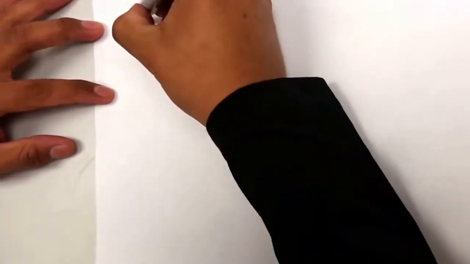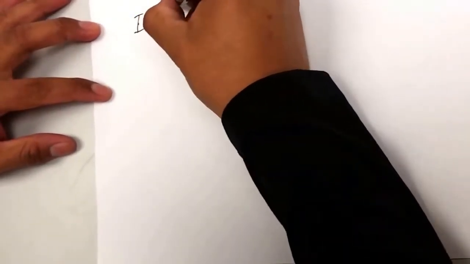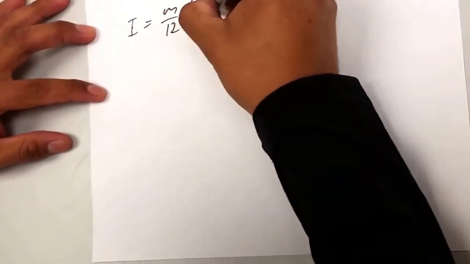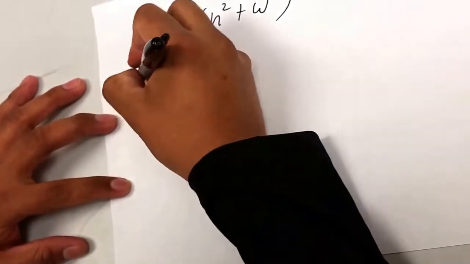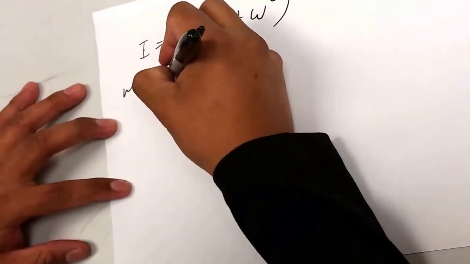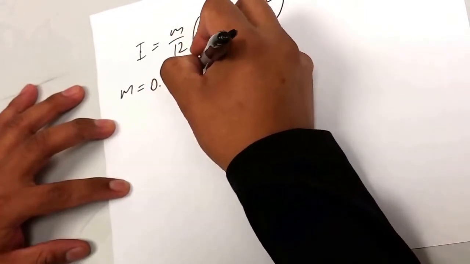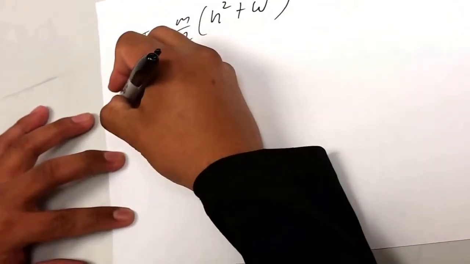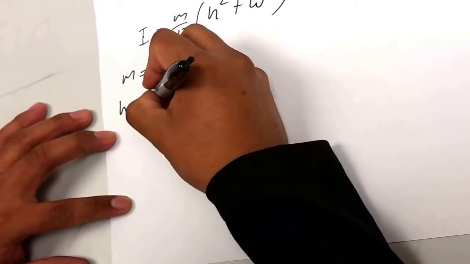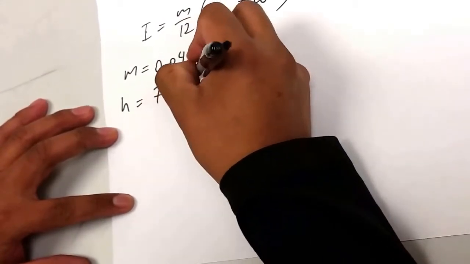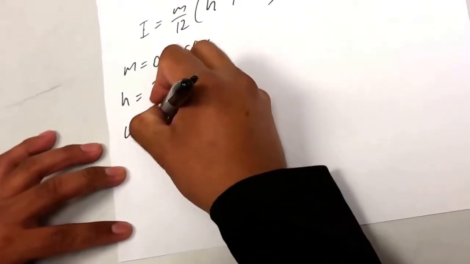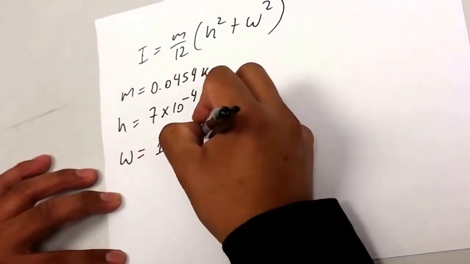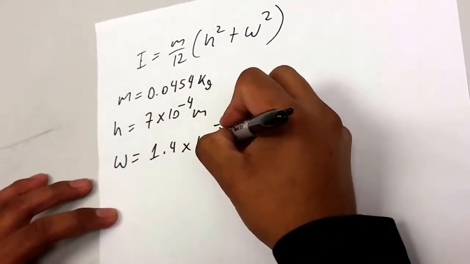I equals m over 12 times height squared plus width squared. Now our mass is equal to 0.0454 kilograms. Our height is equal to 7 times 10 to the negative 4 meters. Our width is equal to 1.4 times 10 to the negative 3 meters.